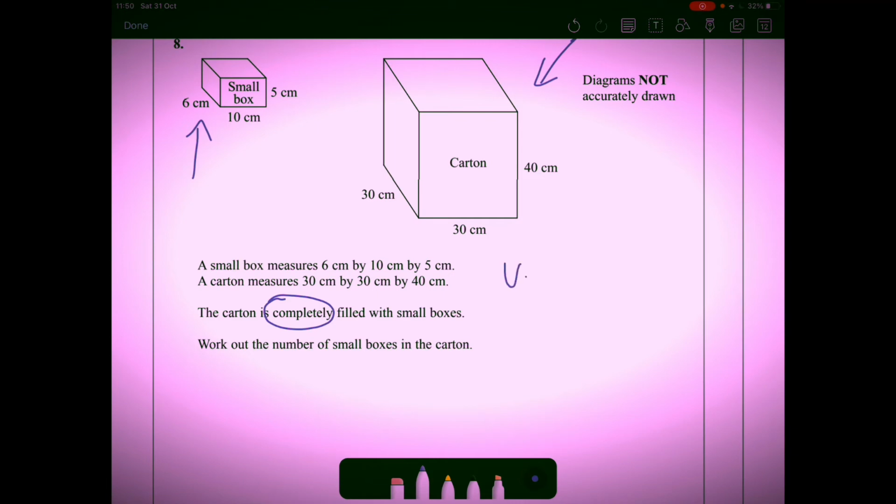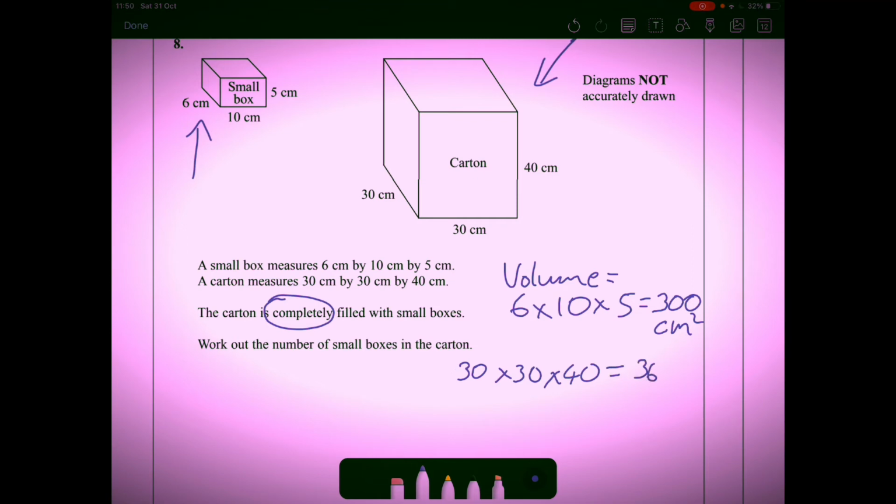The volume of the smaller one is 6 times 10 times 5, which is 60 times 5, which is 300 cubic centimetres. The larger carton is 30 times 30 times 40. I'm going to plug it into a calculator to avoid making any silly mistakes. And that is 36,000 cubic centimetres.